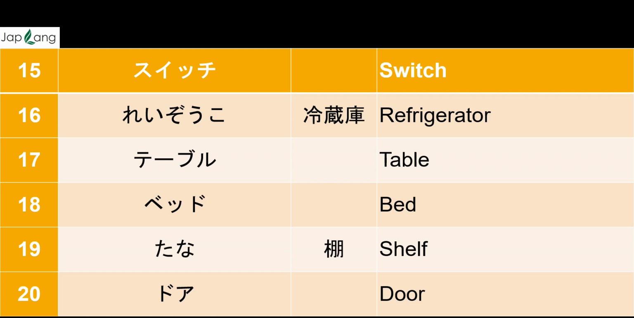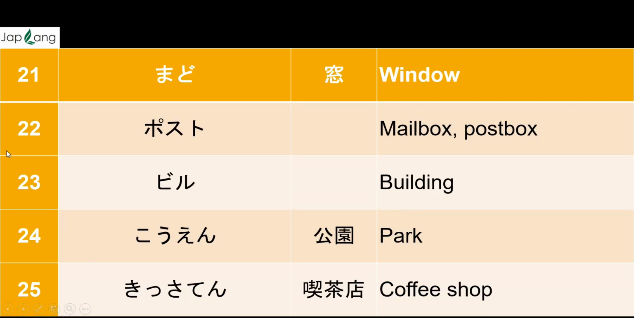ドア、ドアを閉めてください。Please close the door. 窓 is window. 窓を開けてください。Please open the window. ポスト。ポストがあります。So we have a mail. We have a post. ポストが来た。We have received post mail. ビル。白いビルは何ですか？What is that white building? What kind of building is it?